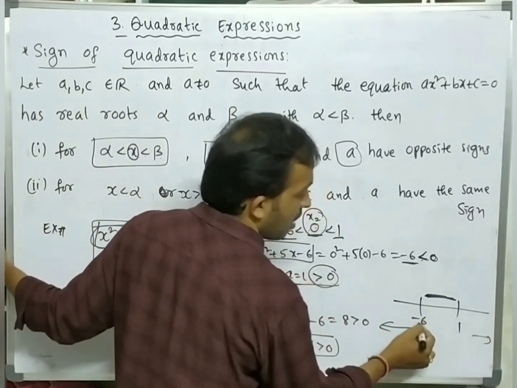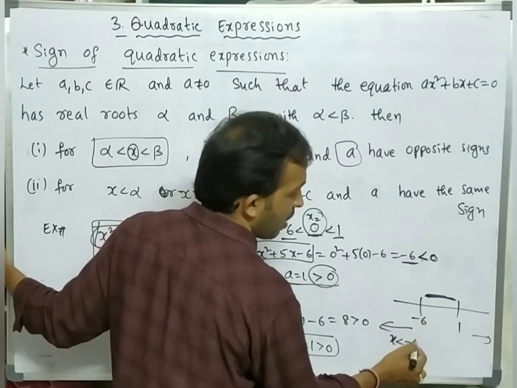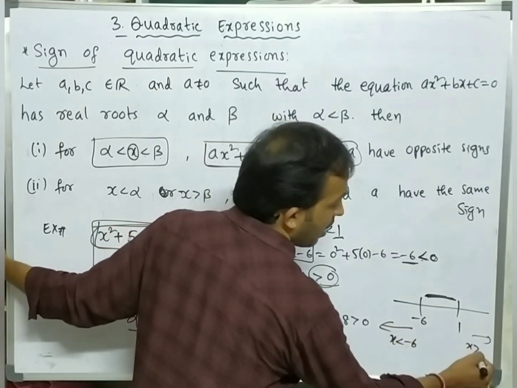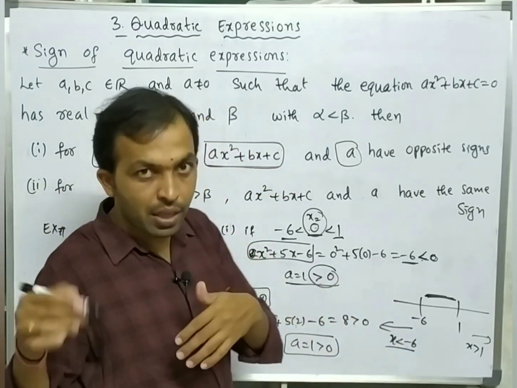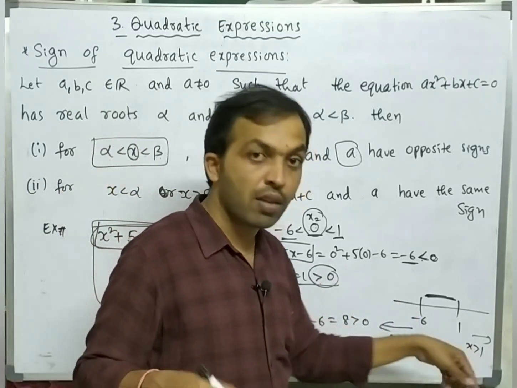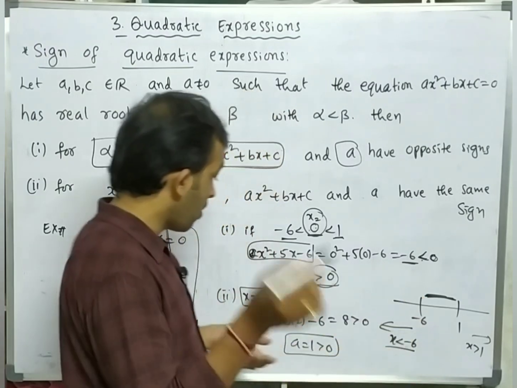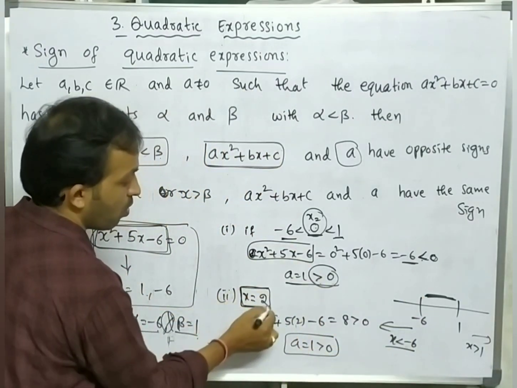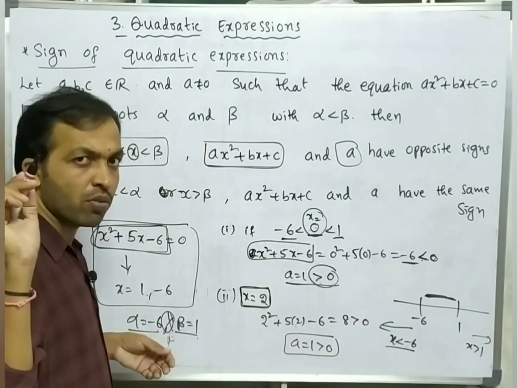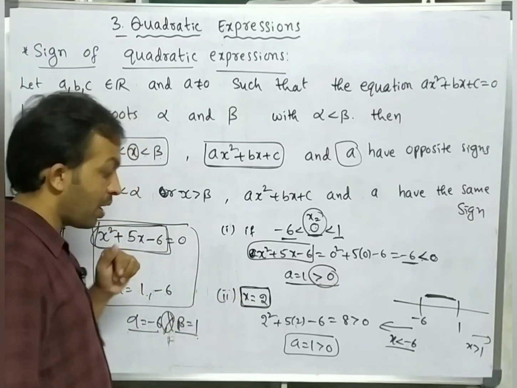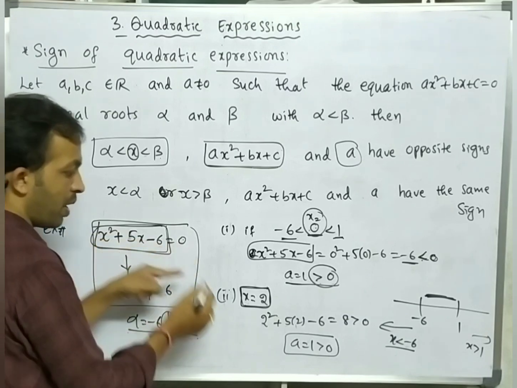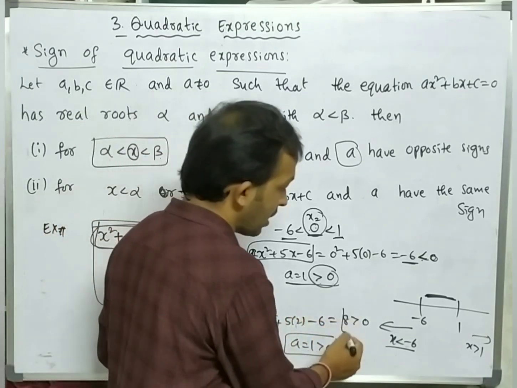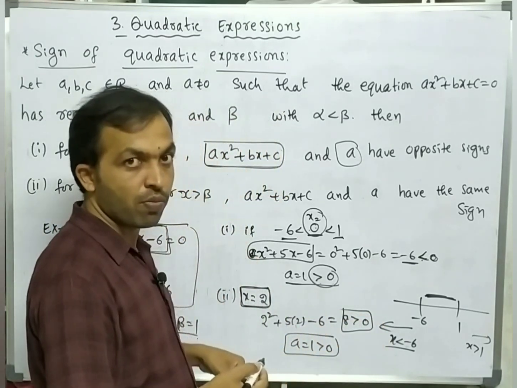Next, if this x does not lie between these two, that means it is outside, that is x is less than minus 6 or x is greater than 1. So less than minus 6 means minus 7, minus 8, minus 9, like that. Greater than 1 means 2, 3, 4, like that. From that I am taking 2, you can take any value. Then substitute 2 in this one. You will get 2 square plus 5 into 2 minus 6. The value is 8, which is positive.